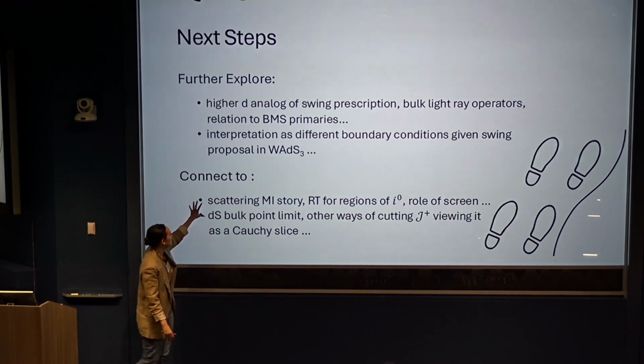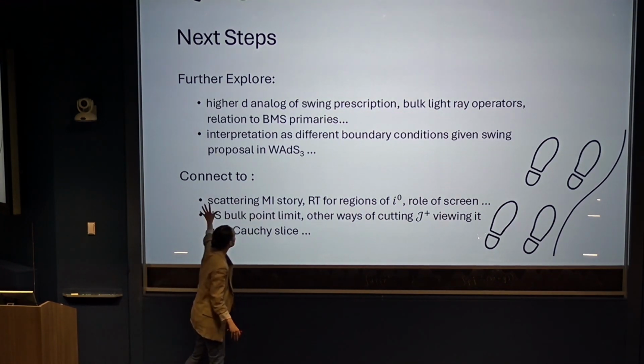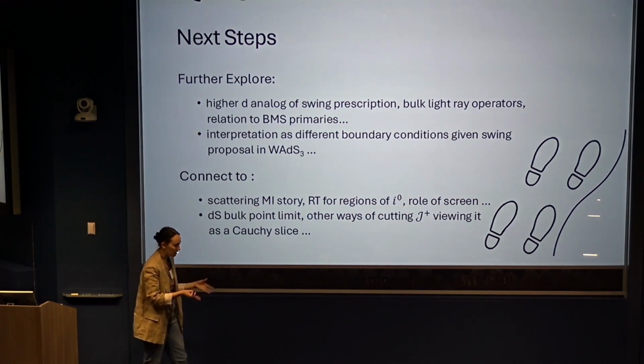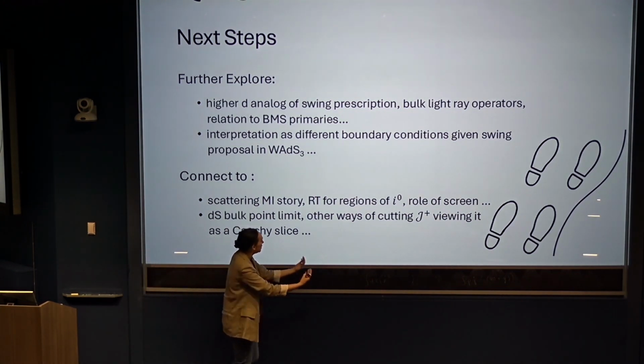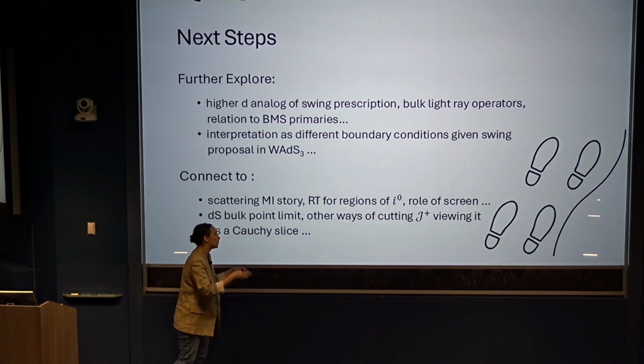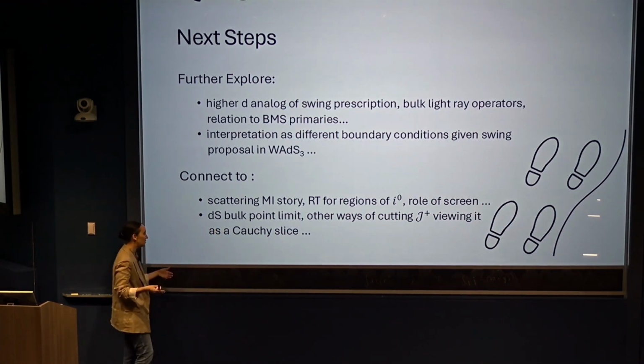I personally am most excited about connecting to this mutual information, the scattering story of Alex May and friends, where you're seeing not only this RT prescription, but rather that entanglement is a resource that lets you do scattering experiments that you couldn't do in the bulk, or you can do in the bulk, but you couldn't do in the boundary.